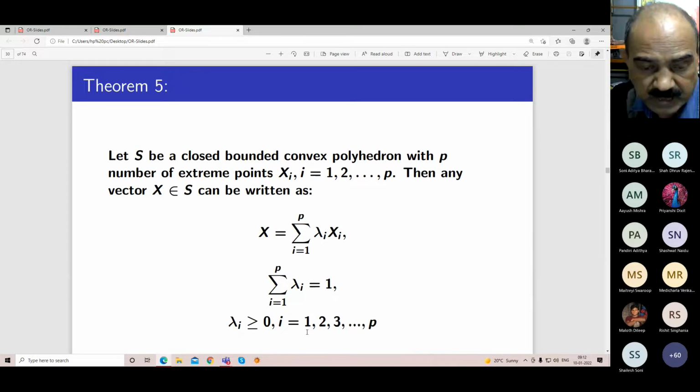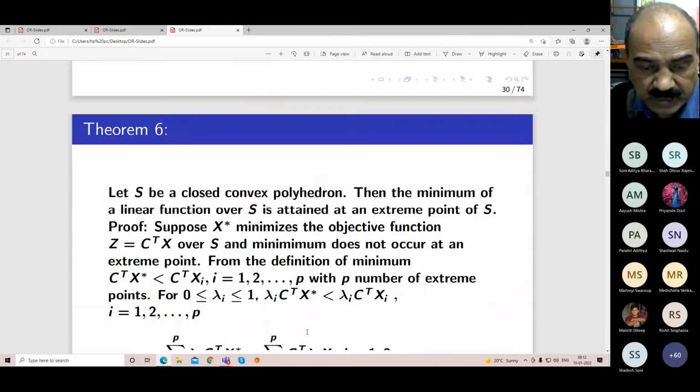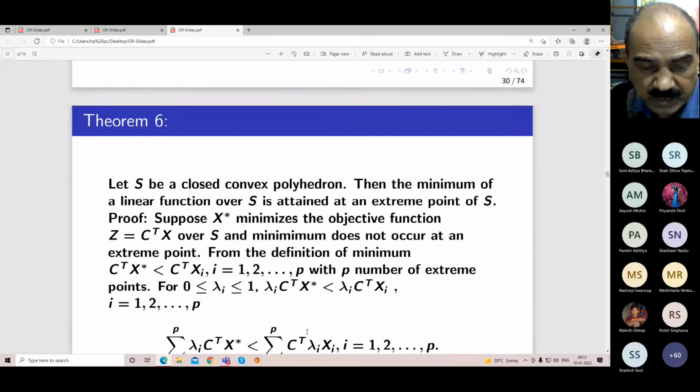Theorem 6 says, let S be a closed convex polyhedron, then the minimum of the linear function over the convex set S is attained at an extreme point of the convex set.